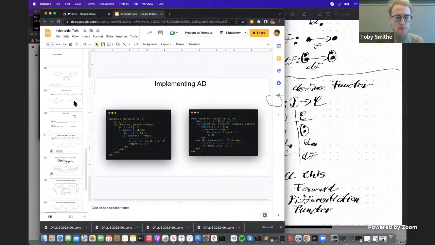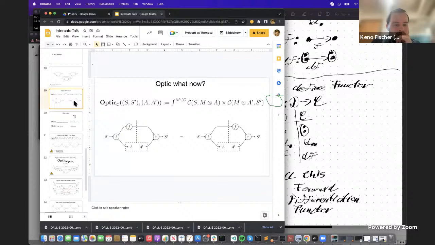Let me start at a particular place, let me start here. This diagram should be familiar to people who've seen optics before. This is basically the definition of the optic, right? I'm modding out by this equivalence relation of pushing the function f across the residual and changing what my residual is.